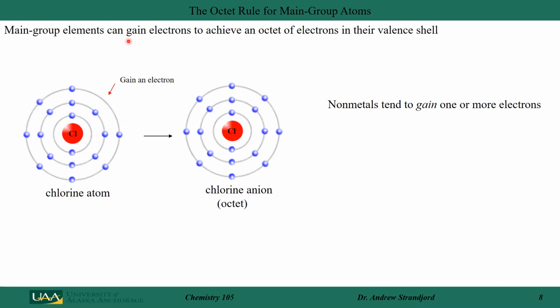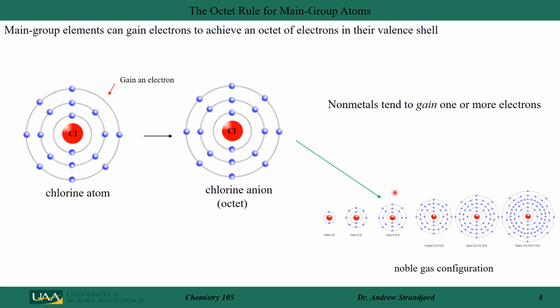Main group elements can also gain electrons to achieve an octet in their valence shell. For example, chlorine, which is a halogen, and it is in group 7. It has 7 electrons in its outermost valence shell, so it would like to gain an electron. When it gains an electron, it has 8 electrons in its valence shell, and so it now has the electronic configuration of argon. So in general, nonmetals, those elements over on the right-hand side of the periodic table, tend to gain 1 or more electrons to attain the noble gas configuration.